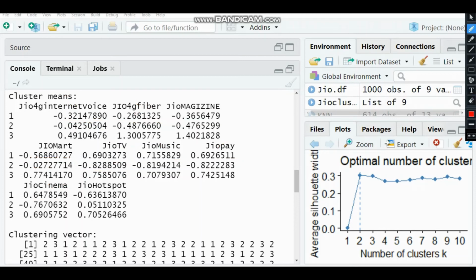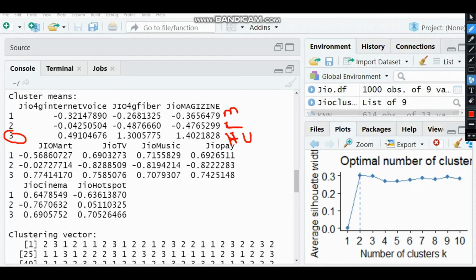We can classify this first group as the medium group, or medium users of Geo services, the second cluster as low users of Geo services, and the third cluster as the heavy users, or large heavy users, of Geo services. Like that we can segment them.